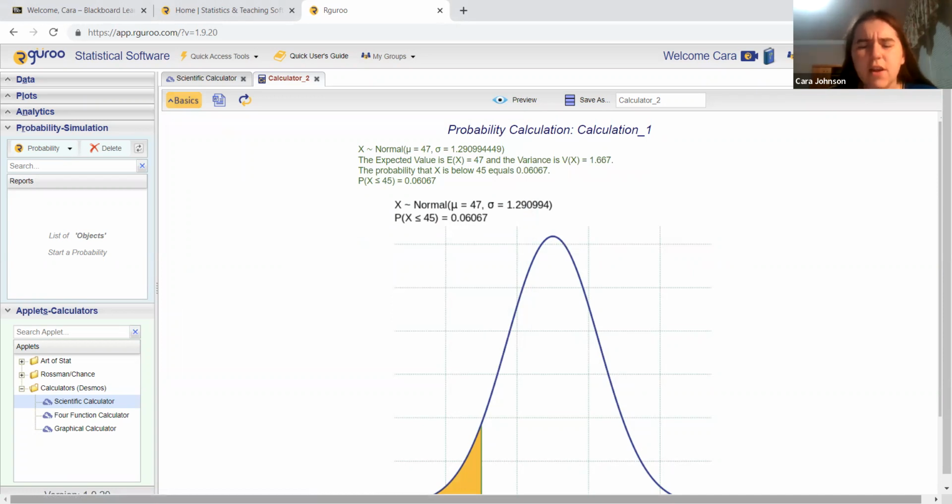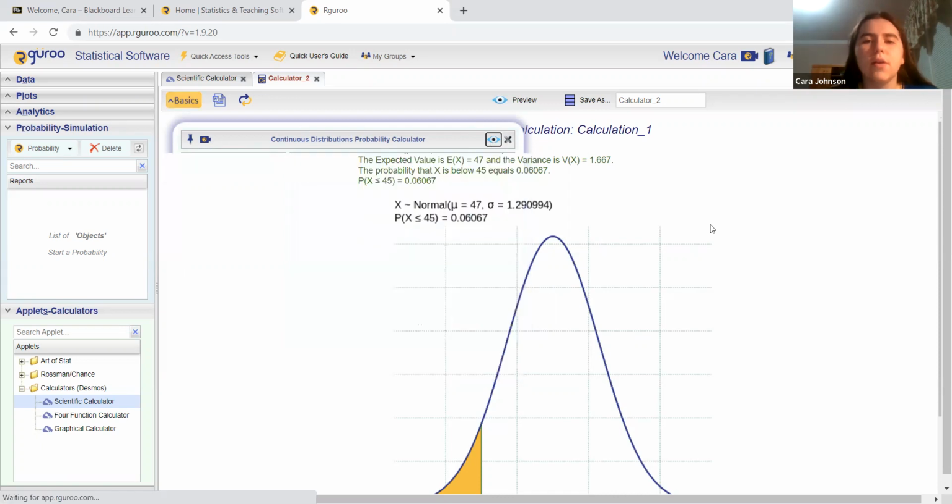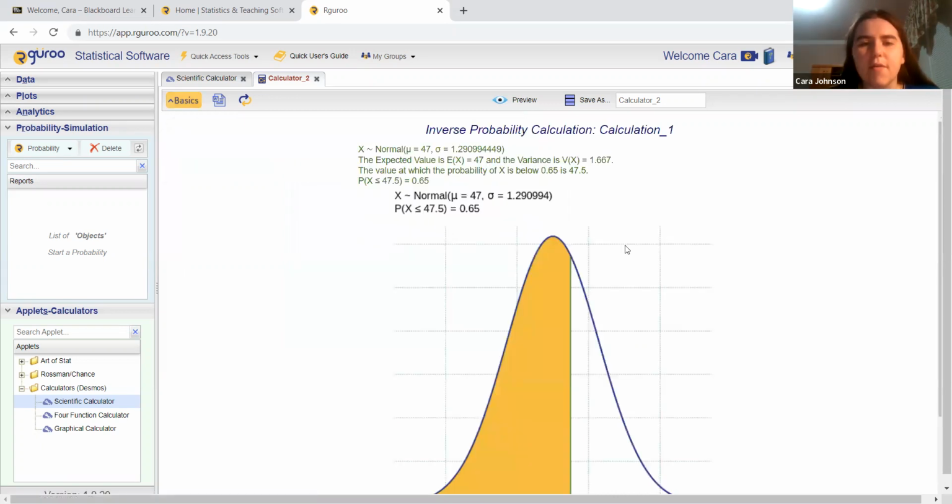And now the next question asks me for the 65th percentile. That means I have 65% of the data below my data value. I'm now looking for a data value, so I'm going to switch here. I'm going to put a lower tail of 0.65. Hit the eyeball. And I get a data value of 47.5.